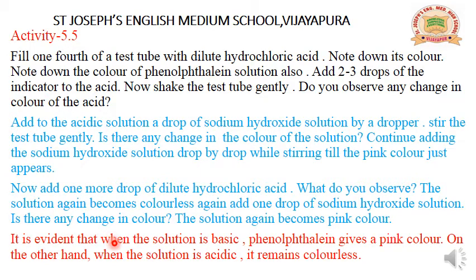It is evident that when the solution is basic, phenolphthalein gives a pink color. On the other hand, when the solution is acidic, it remains colorless. Phenolphthalein gives pink color if the solution is basic. It remains colorless if the solution is acidic. Like this, the phenolphthalein indicator helps us to know whether the given solution is acidic or basic.